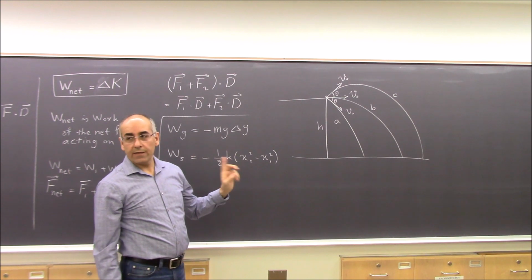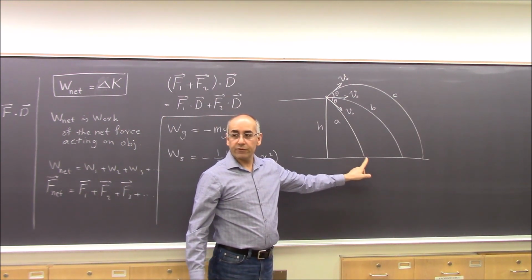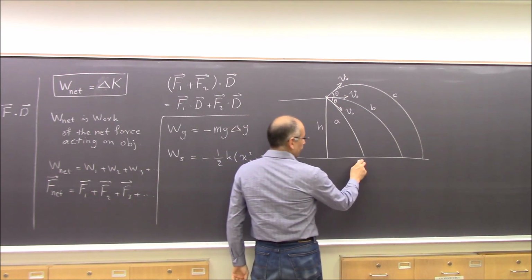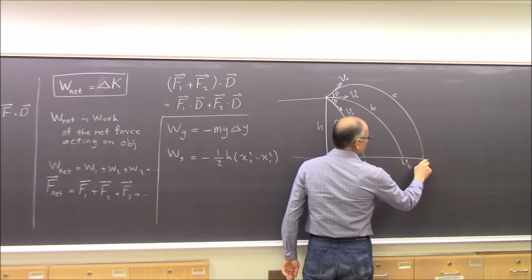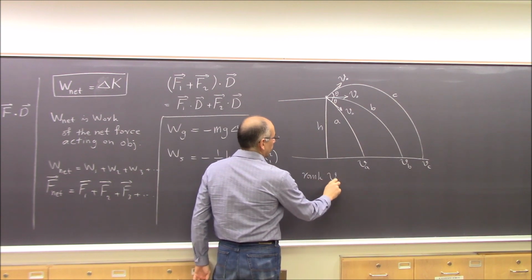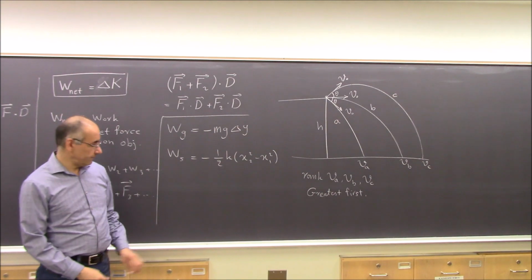We want to rank A, B, and C according to the speed they have just before hitting the ground. This is A. This speed. Rank. What do you think?